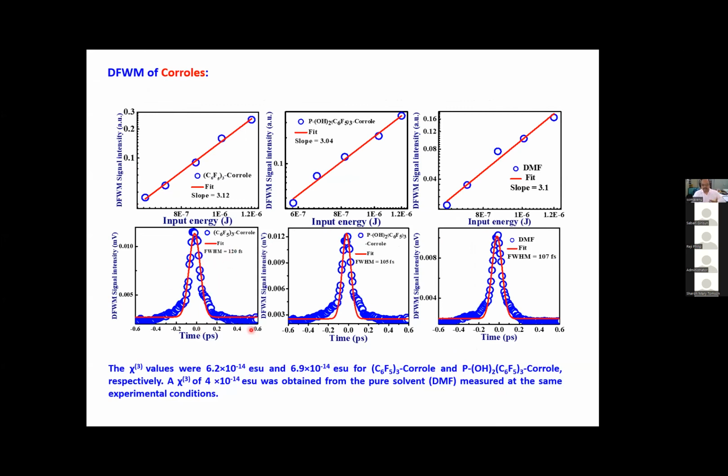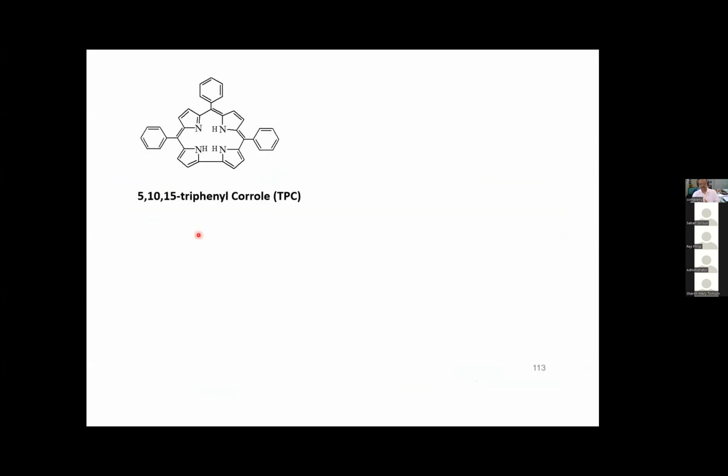But this tells you, what I'm plotting is time versus the DFWM signal. How fast is the signal decaying? That will tell you how fast is the response of that nonlinearity. So this is an additional advantage of DFWM. Whereas DFWM will not tell you how much is the real part and imaginary part. It will only tell you mod chi-square, the modulus of chi. It will not tell you how much is the real or imaginary part. This will tell you that.